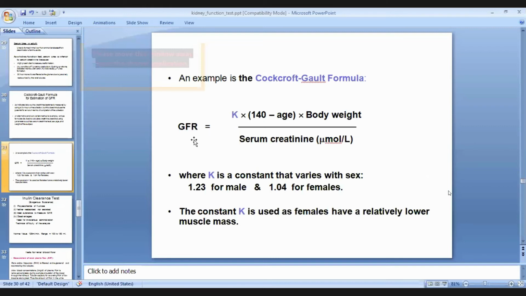So here, we can know age by asking, weight by measuring, and we have to measure only the serum creatinine level. Urine is not required in this estimated GFR. K is a constant, 1.23 for male and 1.04 for female. So when you put the different body weight and age in this formula and measure the serum creatinine, we can get the GFR, and that will be estimated GFR. Okay, not measured GFR, actually it is estimated GFR.